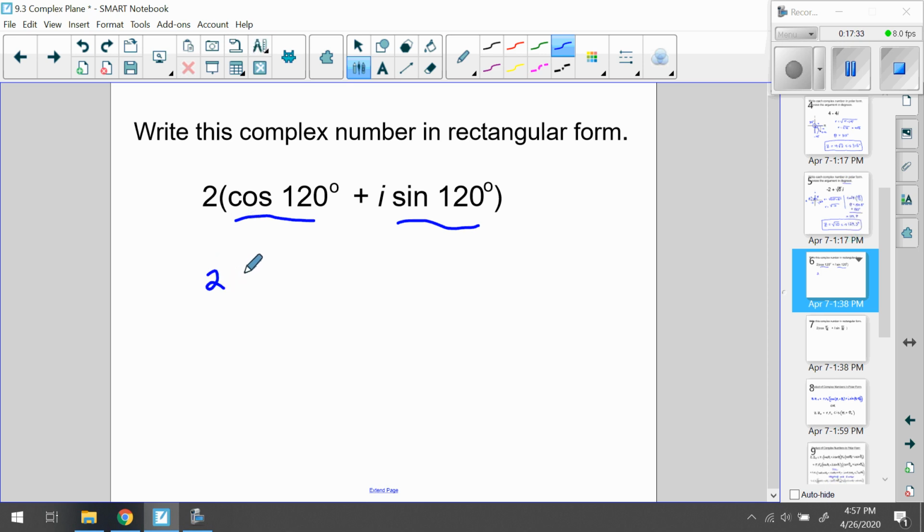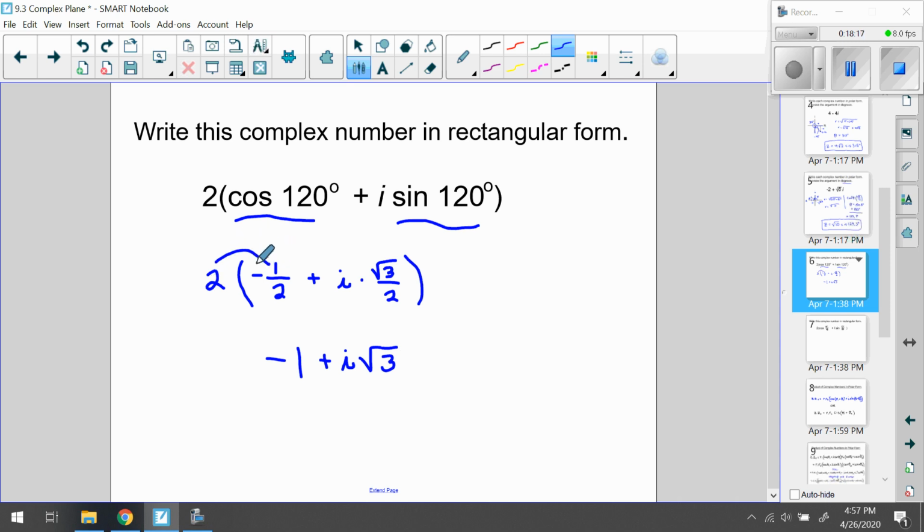So cosine 120, so just use your knowledge of the unit circle to help you find that. Hopefully that's something you're still familiar with. Cosine 120 is 30 degrees past 90, so the cosine value will be negative over there. I believe that's going to be negative 1/2. And then plus i times the sine of 120, and sine is positive there, so we'll say root 3/2. And then we'll just simplify, we'll distribute the 2, so 2 times negative 1/2 will be negative 1, plus i root 3. The 2's cancel, we're just distributing.